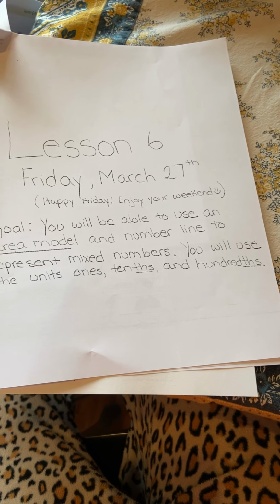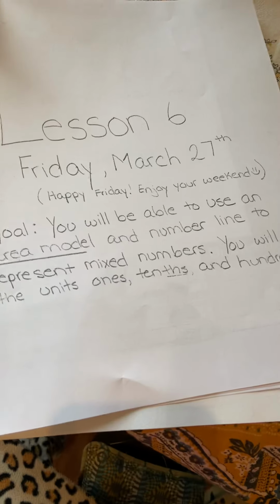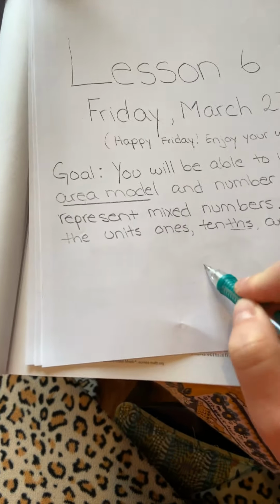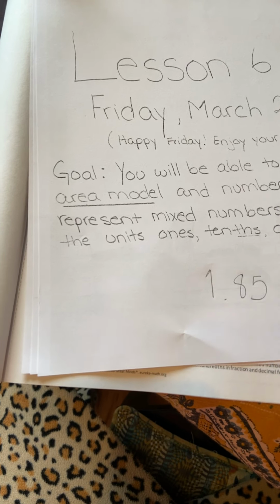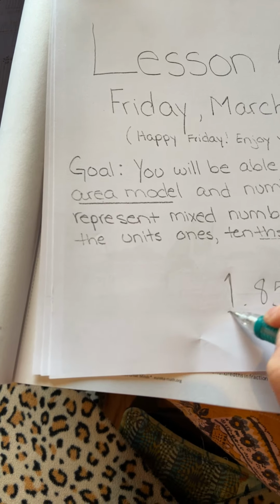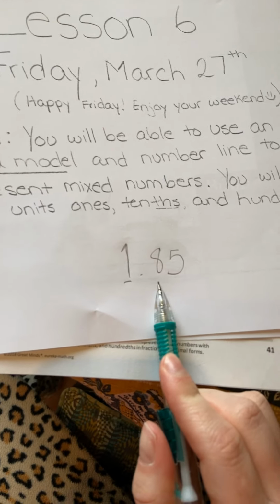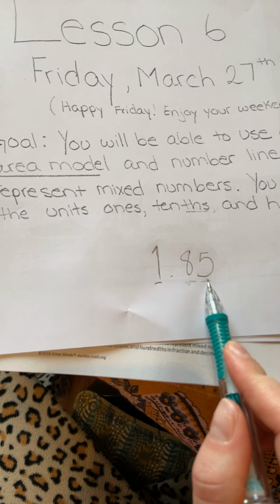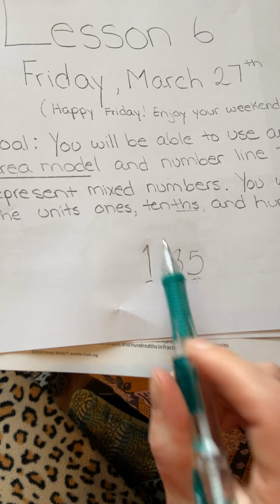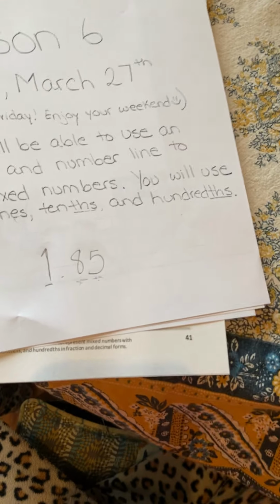So an example of a decimal that has the units ones, tenths, and hundredths would be, for example, 1.85. It has 1 because this is the ones place. It has 8 tenths because this is the tenths place. And 5 hundredths because this is the hundredths place. We use ones, tenths, and hundredths.